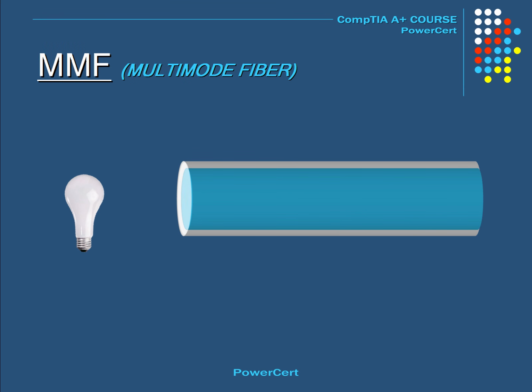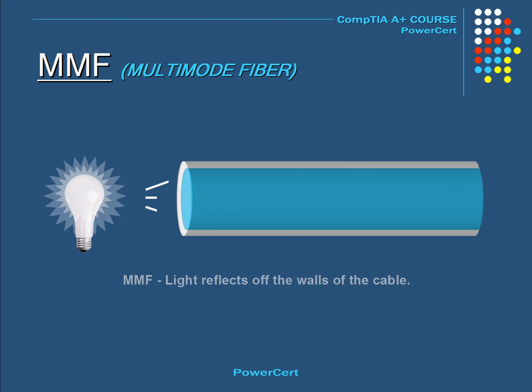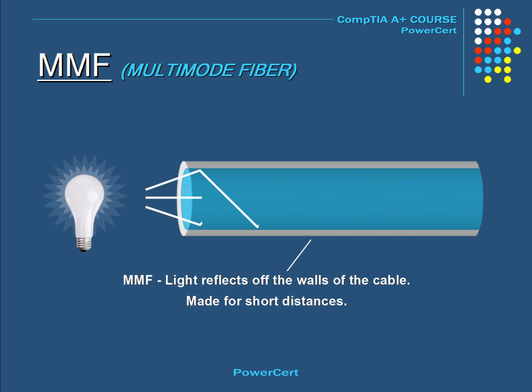Now this is multi-mode fiber. The difference between multi-mode and single mode is that in multi-mode, light travels in multiple beams that reflect off the walls of the cable. And unlike single mode fiber, multi-mode fiber is made for short distances.